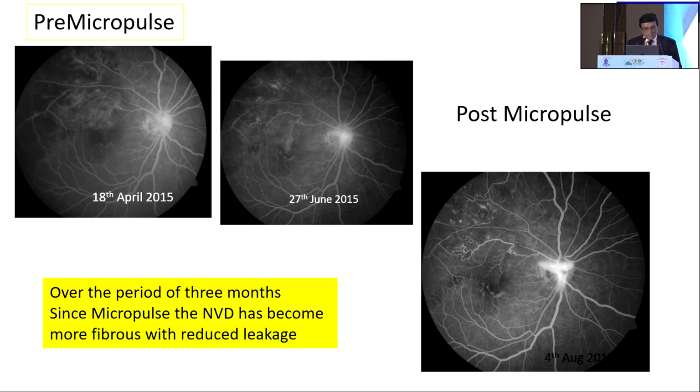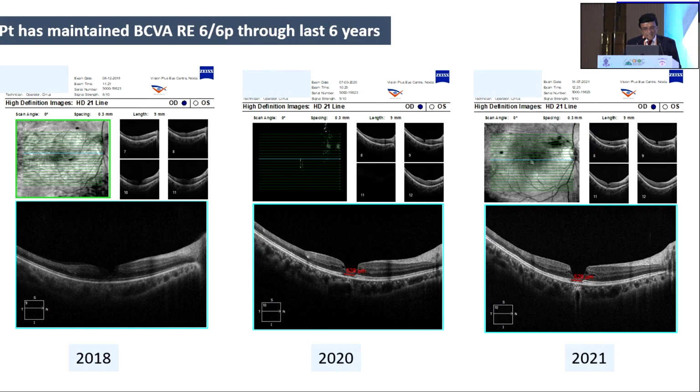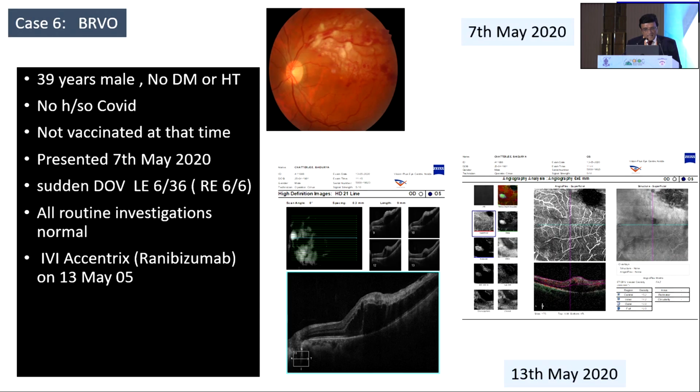These are sequential angiograms of this patient. You can see the neovascularization of the disc having become more fibrous with reduced leakage, and this is the serial OCT of the same patient. I have followed this patient now for almost 9 years. She has now moved out of India. She's in Ireland now, and she comes for the annual checkup, and she is doing pretty well, maintaining a visual acuity of 6/6. This is a widefield OCTA, and she's done well.